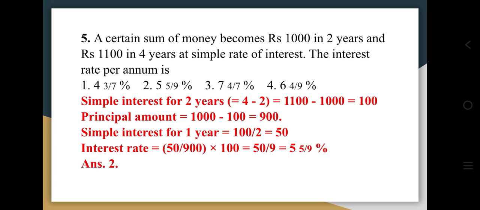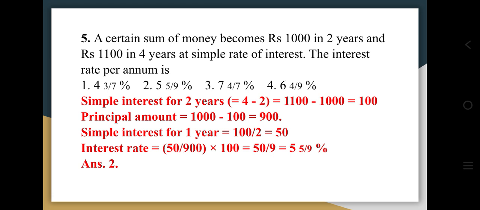Simple interest for 2 years is 100. So simple interest for 1 year is 100 divided by 2, that is 50. So for the principal amount 900, 1 year interest is 50.